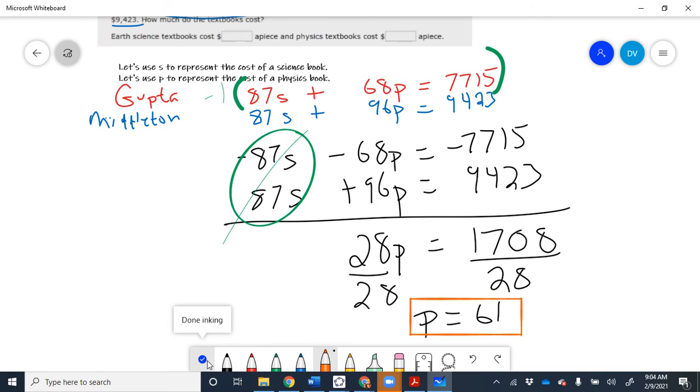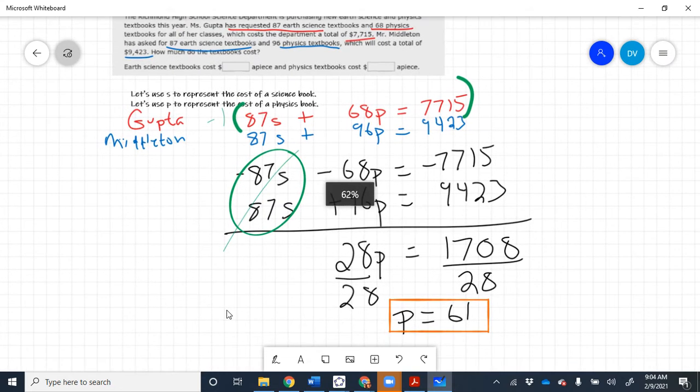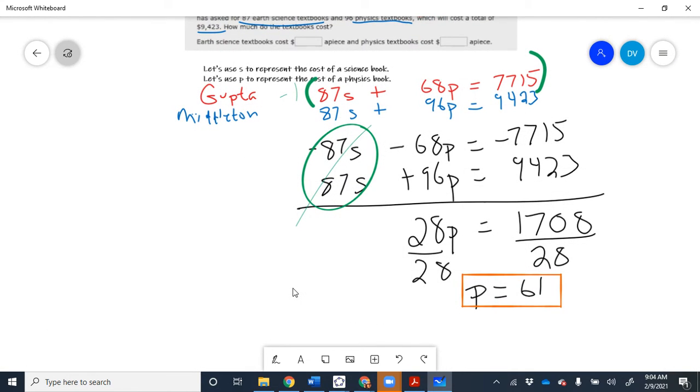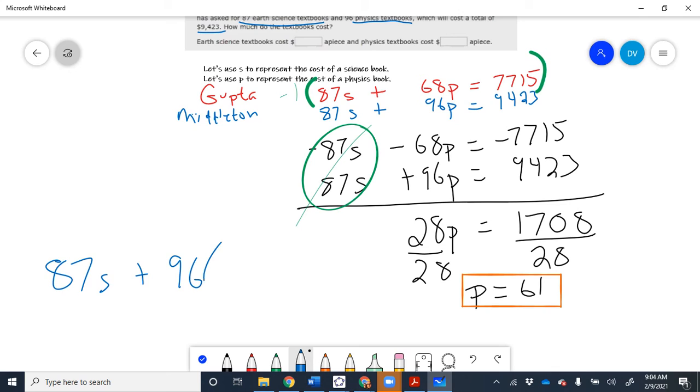So let me make a little more room. And I'm going to write that blue equation, but watch how I write the P. The blue equation is 87s plus 96 times P equals 94.23. When I erase the P, what could I replace it with? Of course, you're right, 61. I'm going to erase the P. I'm going to replace it with 61.